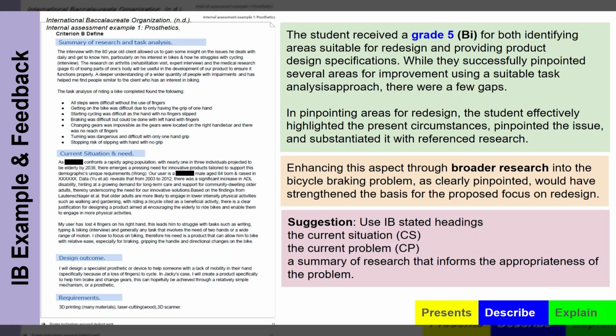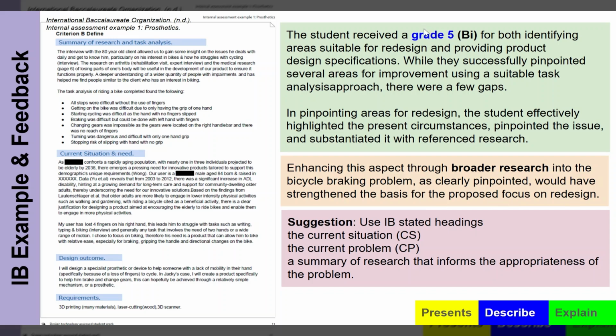Now, I hate to point it out, but if you do not do adequate pieces of research, or basically if you don't do a good criterion A, you will struggle. It's near impossible to score well in criterion B, because in criterion A you're laying the foundation, and then in criterion B you are essentially just highlighting and synthesizing the key points from criterion A. So what they could have done is enhance this aspect through broader research into the bicycle braking problem, as clearly pinpointed, which would have strengthened the basis for the proposed focus on redesign.